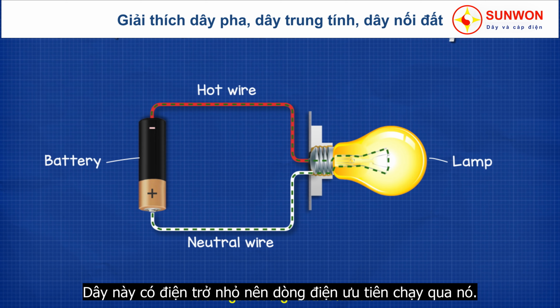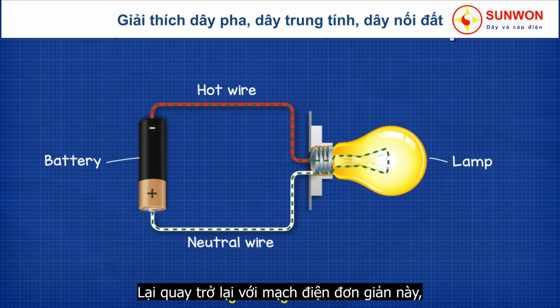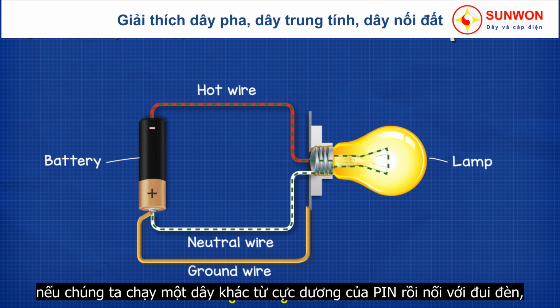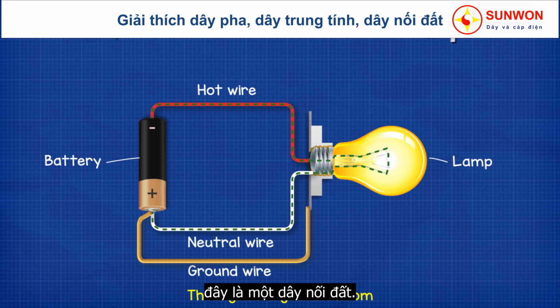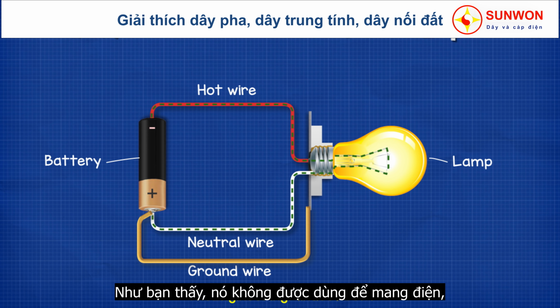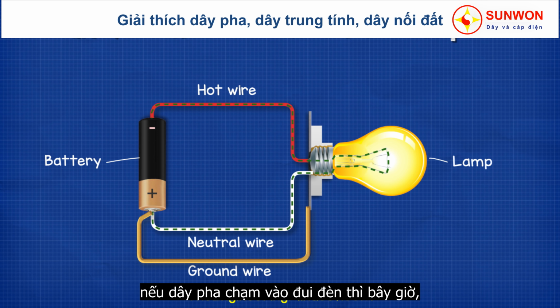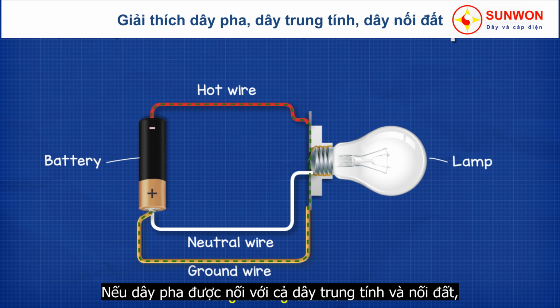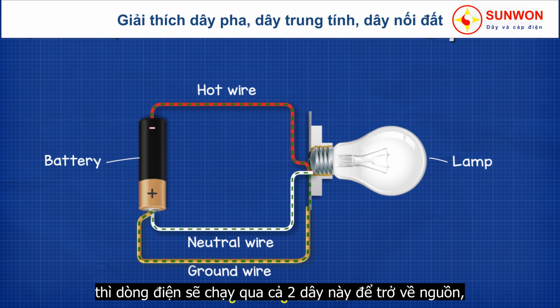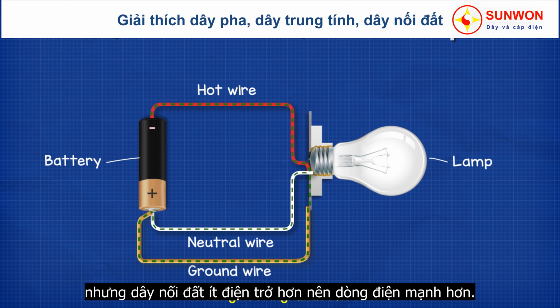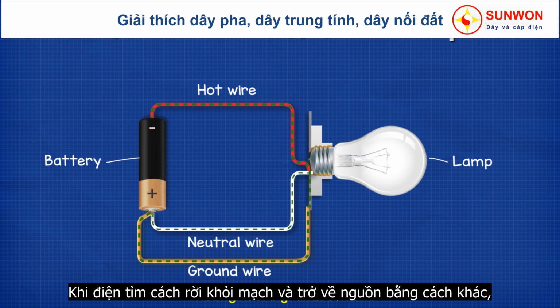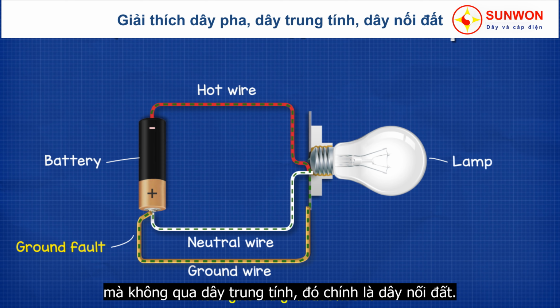This wire has a very low resistance, so electricity will prefer to travel along it because it's easier and can get back quicker. Now if we go back to the simple circuit with a battery and a lamp, if we now run another wire, we run this from the positive terminal over to the lamp and we connect this to the metal of the lamp holder, then this is effectively our ground wire. As you can see, it's not being used to carry electricity. If the hot wire touches the metal casing, then the electricity will now flow through the ground wire instead. If the hot wire is connected to both the neutral and the ground, then it will now flow through both wires back to the source. But as the ground wire has less resistance, then more current will flow through it. When electricity finds a way to leave its circuit and return to the source through a different way than its neutral wire, this is called a ground fault.